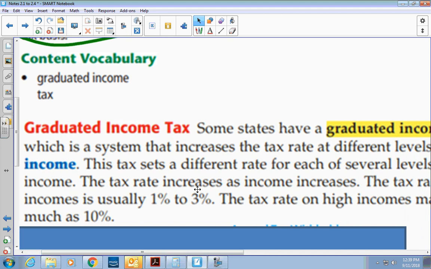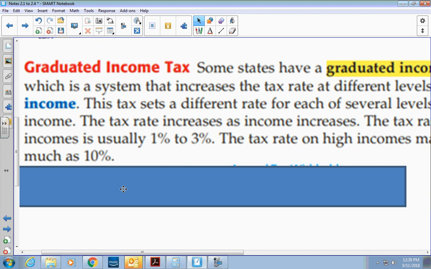So some states have a graduated income tax, which is a system that increases the tax rate at different levels of income. This tax sets a different rate for each of several levels of income. The tax rate increases as income increases. The tax rate on low incomes is usually 1 to 3%. The tax rate on high incomes may be as much as 10%. And in the state of California, for me, it's 9.3%.